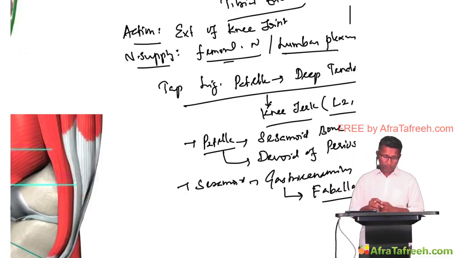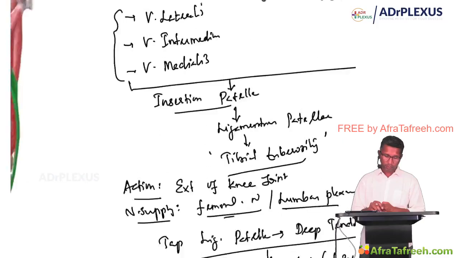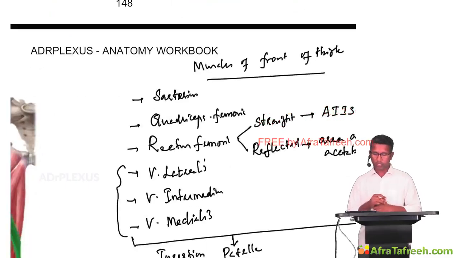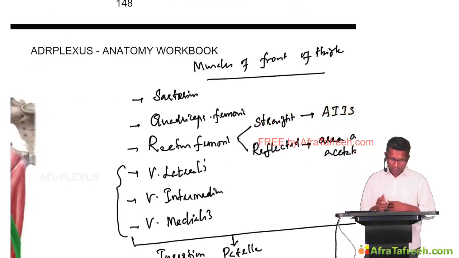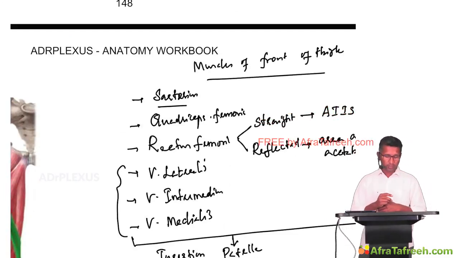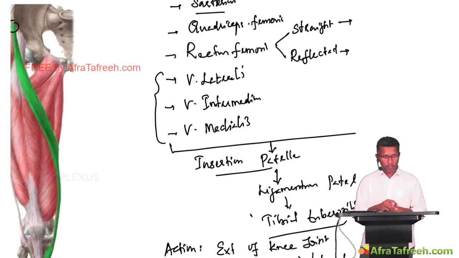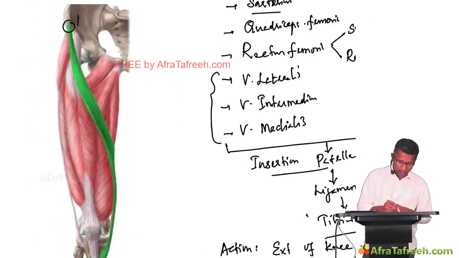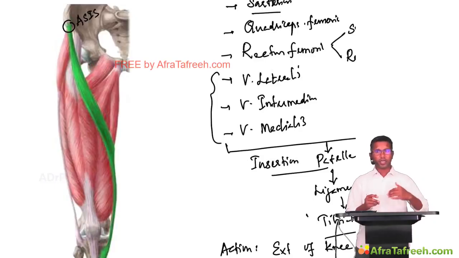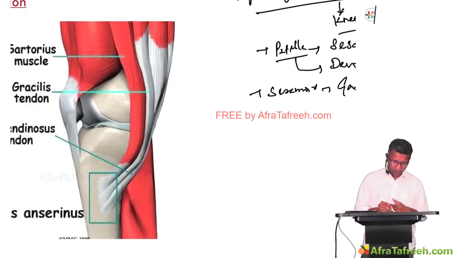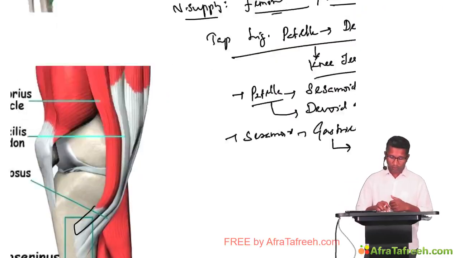Yes, fine. So with this we are done with the quadriceps femoris muscle. The next muscle you come across here is the sartorius muscle. We have already seen the origin of the sartorius. It is a very long muscle. It arises from the anterior superior iliac spine, runs across the thigh, goes to the medial side of the thigh, and gets inserted into the proximal aspect of the tibia.